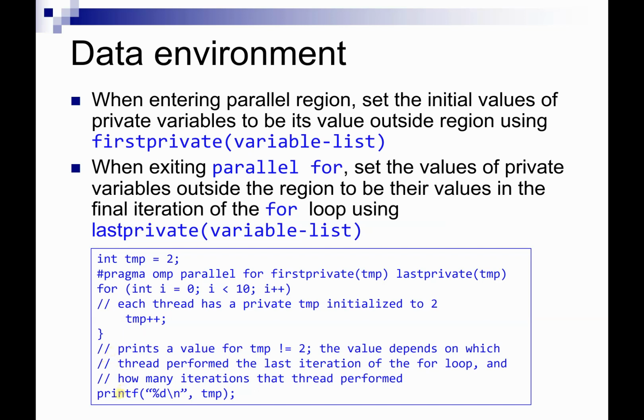Okay, so when we print the value of temp, we're definitely going to print something larger than 2. Because temp was initialized to 2, it got incremented some number of times, and after you exit the parallel region, whatever the final value for temp was becomes the new shared value for temp.